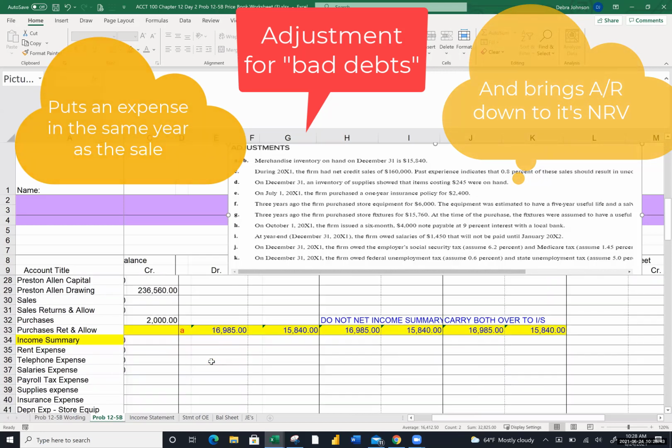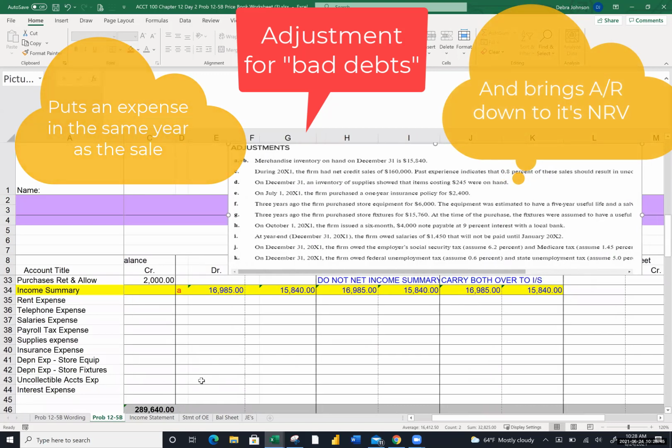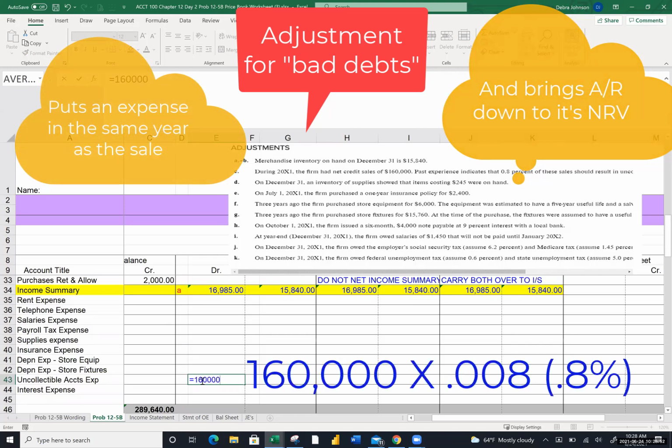Let me go find the uncollectible accounts expense. It's near the bottom. And that calculation is going to be the 160,000 in net credit sales times 0.8%. If you don't have a percentage key, it's 0.008. So go ahead and do that. Giselle, you can check my number. I got 900 and, hard for me to read. It's probably hard for you to read too. Let me scroll up.